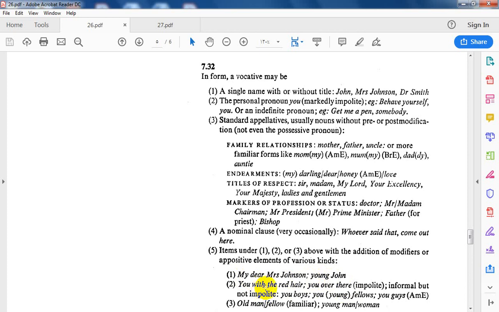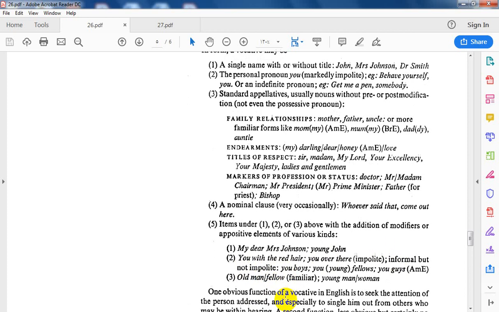You with the red hair. This "you" is the vocative, and "with the red hair" is the post modifier. You over there is informal but not impolite. Like when you say "you over there," even the tone might be somewhat insulting. Yeah, informal but not impolite, and say you boys, you guys. This is informal but polite in some way.